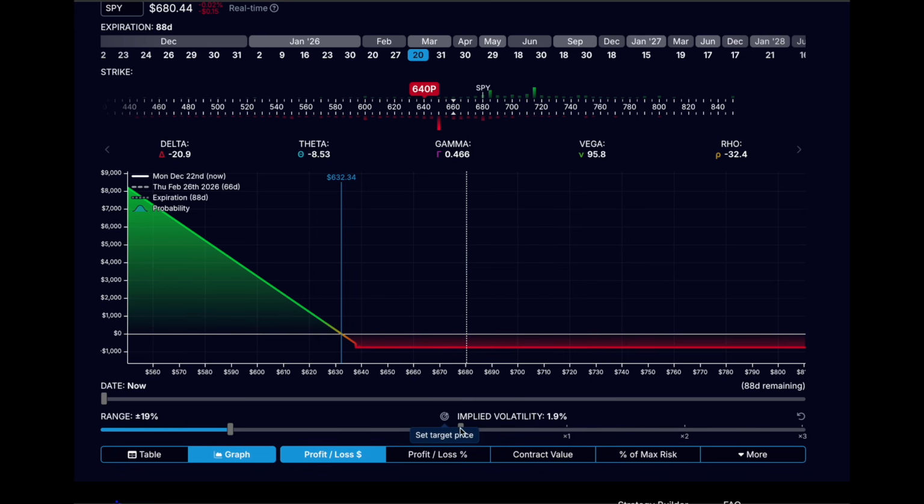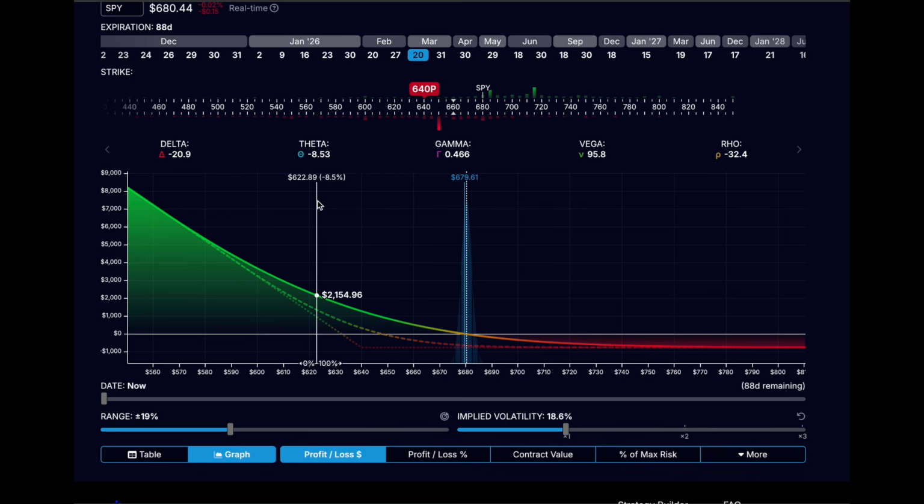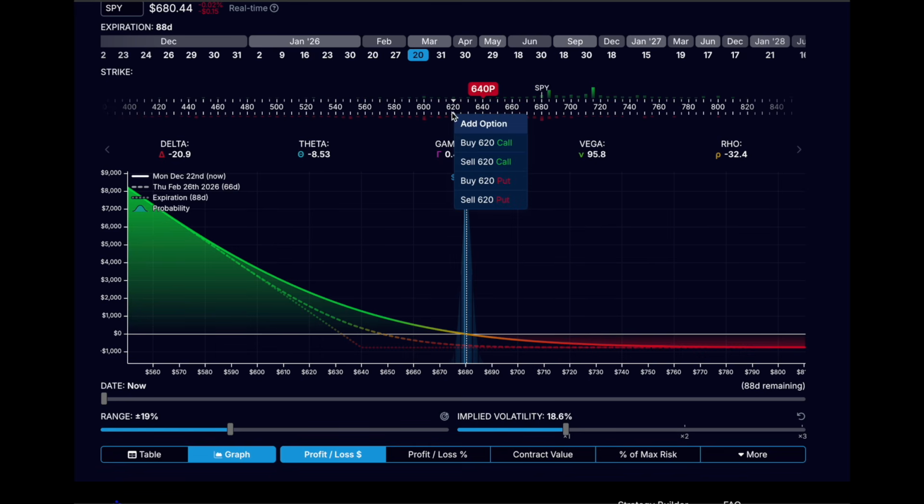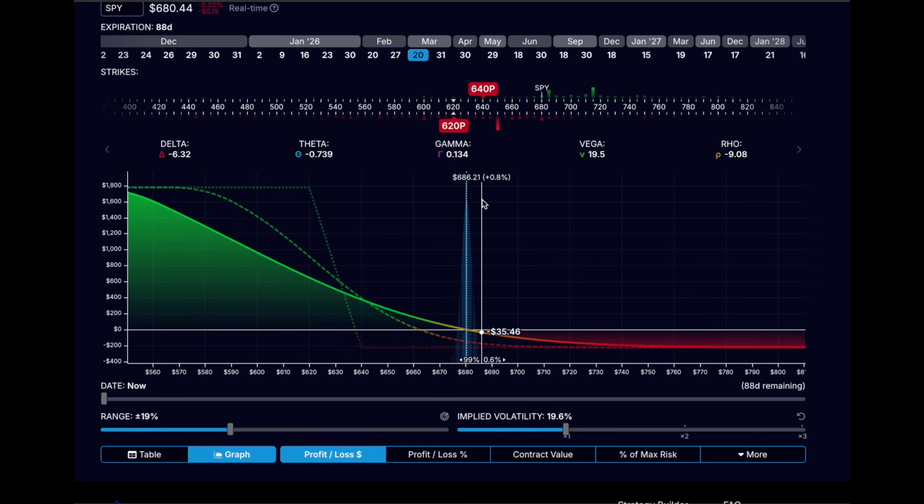So what do traders do to minimize the effects of negative theta and positive vega, as well as decrease the cost of the overall trade? Well, they go out and they sell a put option against the long put option here. So for the purposes of this example, let's assume we're going to sell the 620 strike put against that.